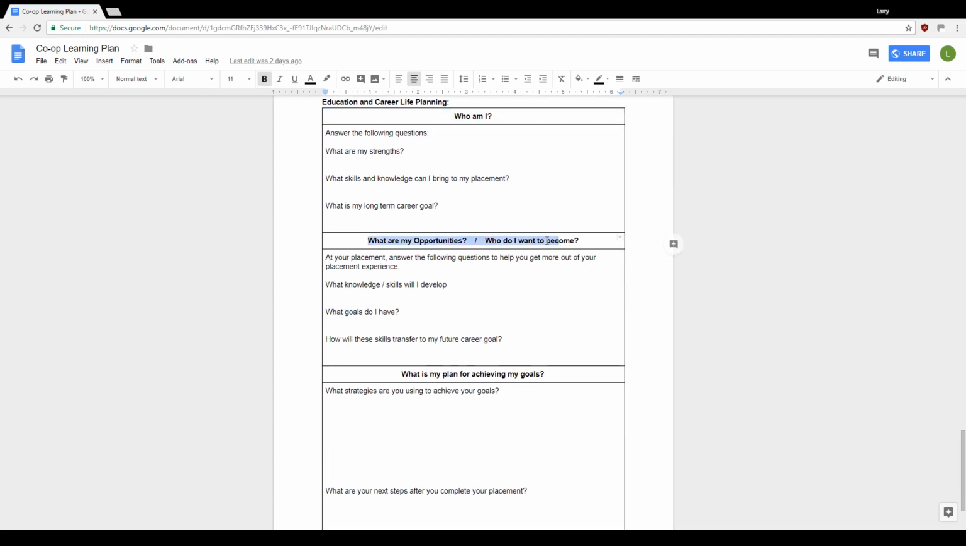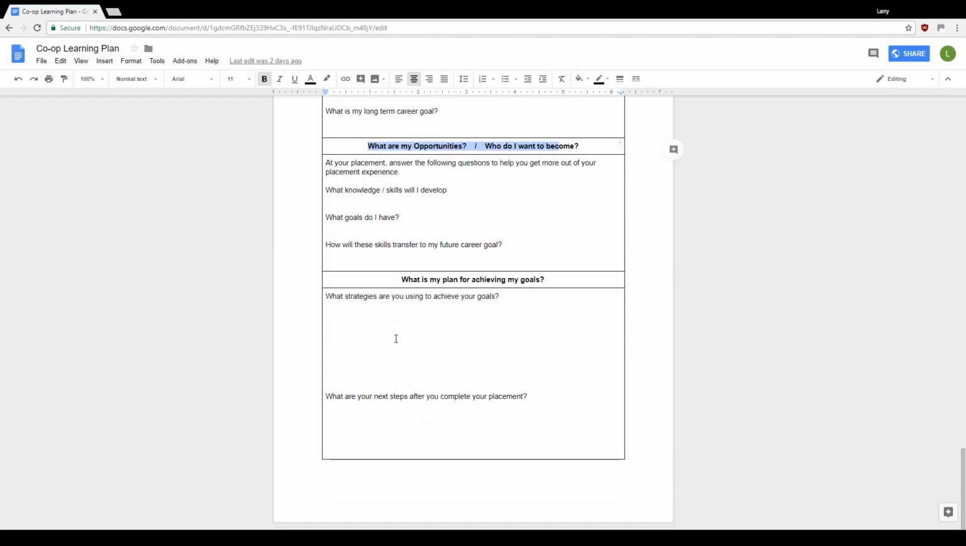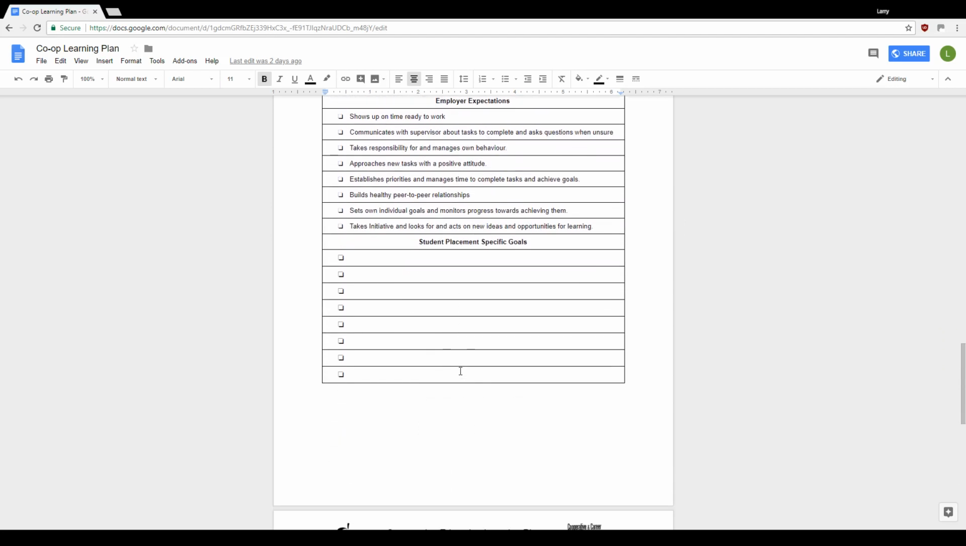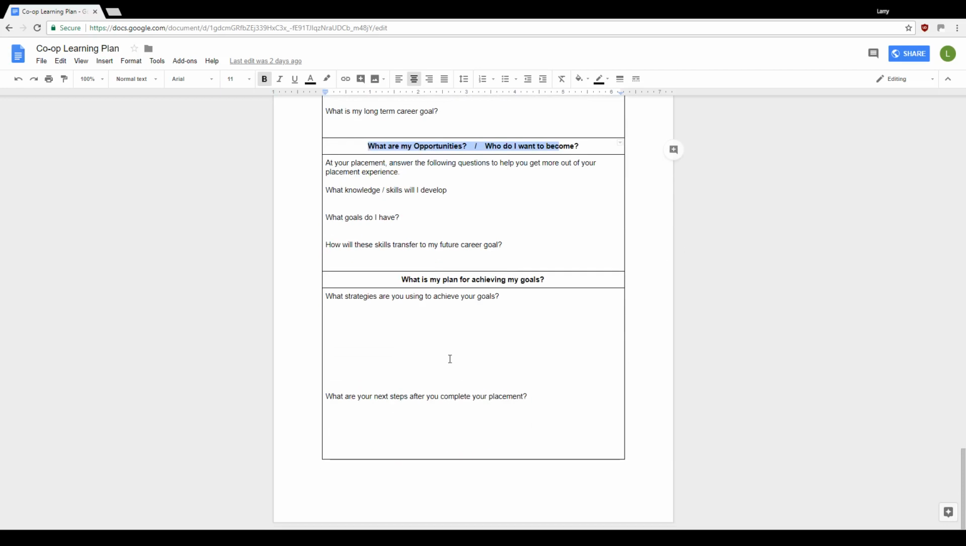Second section, what are my opportunities? What do I want to become? What goals do I have? How will these skills transfer? The skills that you're learning at co-op, how will they transfer or help your future career goals? Finally, what is my plan for achieving my goals? These are your goals specific to co-op, and also your career goals in general. What strategies am I using to achieve my goals? Once again, those are the goals during co-op, the ones we filled in here. How am I achieving those goals, and also the goals towards your final career? And then what are the next steps after you complete your placement?